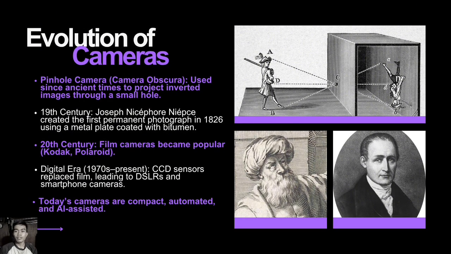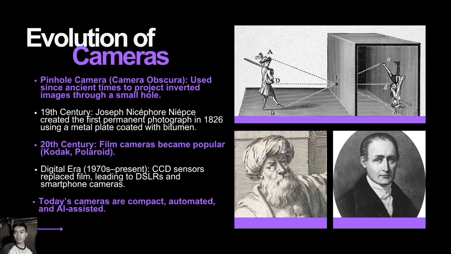Now that we know what a camera is, let's travel back in time and explore how it evolved. It all started with the pinhole camera or the camera obscura around the year 1000 AD. The scientist Ibn al-Haytham, also known as Alhazen, was the first to study how light passes through a small hole to form an inverted image inside a dark room. Fast forward to 1826, Joseph Nicephore Niepce created the world's first permanent photograph. It took 8 hours to expose one image.